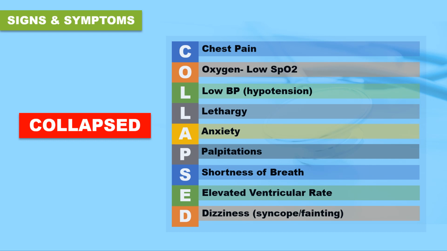Often patients describe a racing heart and gallops in the chest. S for shortness of breath. E for elevated ventricular rate or heart rate. Usually classic signs of AFib or tachycardia, but sometimes it can be low, between 60 and 100, especially if we see the patient on a beta blocker or a calcium channel blocker. And then D for dizziness or syncope or fainting.